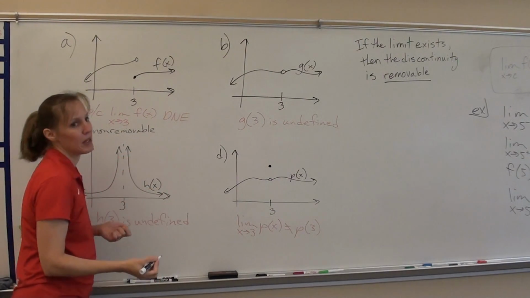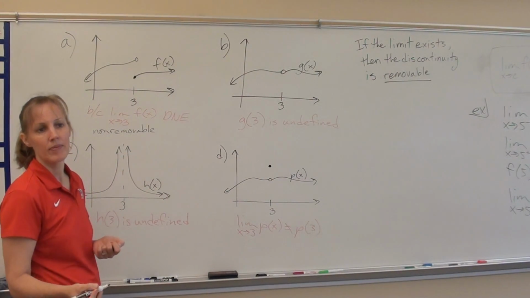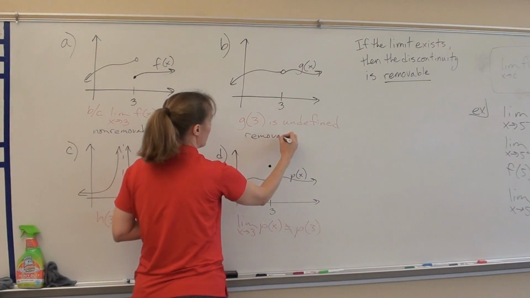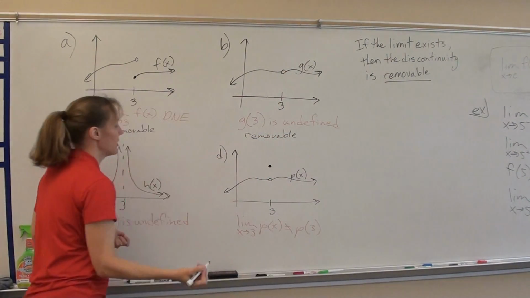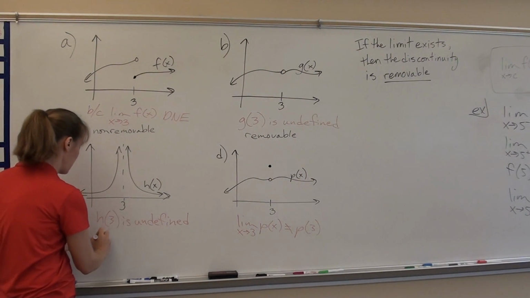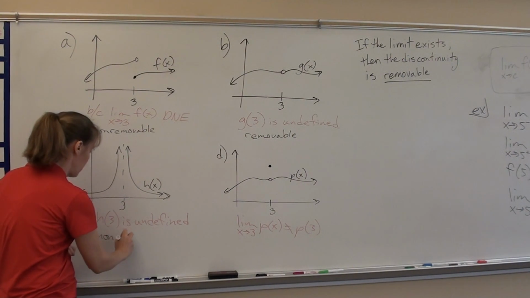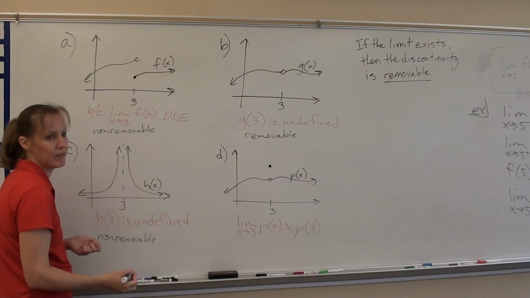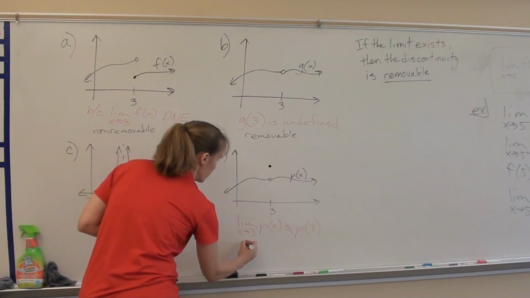What about for letter B? Yes, so this one is removable. What about for letter C? No, because the limit does not exist. So this one would be non-removable. And then what about for letter D? Yes, this would be removable.